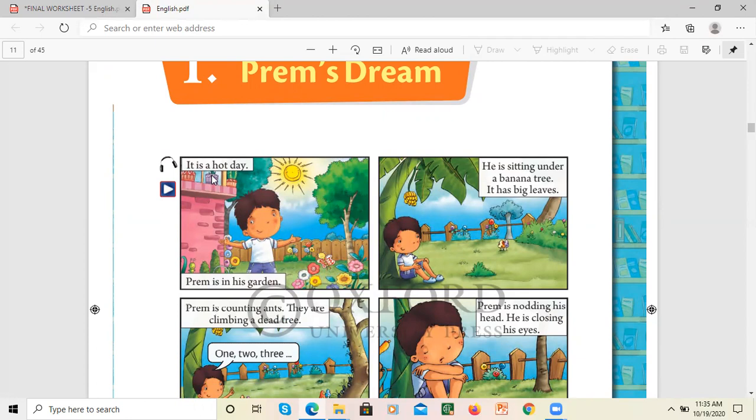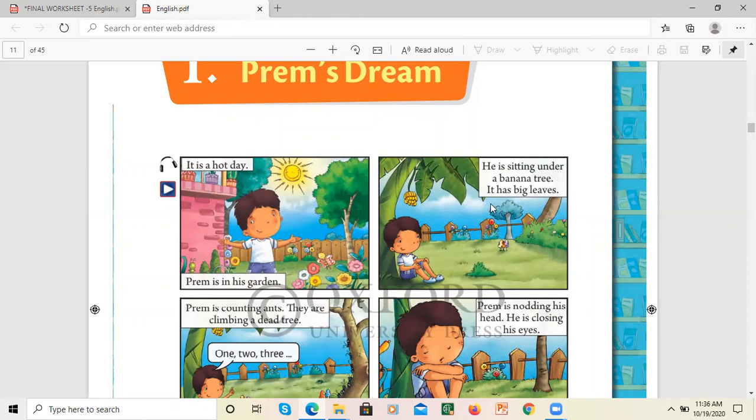It is a hot day. Prem is in his garden. I don't have to tell you the meaning or tell you the hard words. You know this. You have shown the question and answers. You have done it. Revision only makes our language strong. And our primary concern in first standard and second standard is to develop vocabulary, to develop language speaking skills.